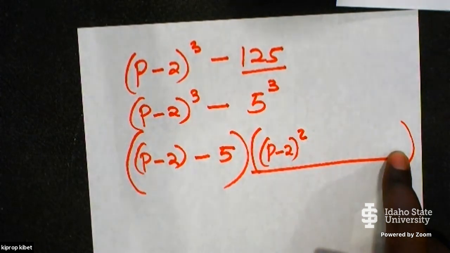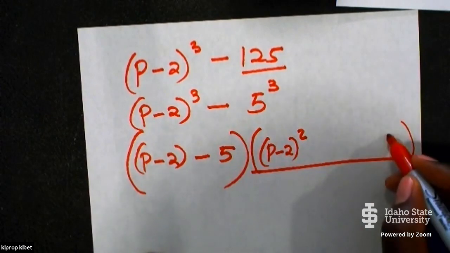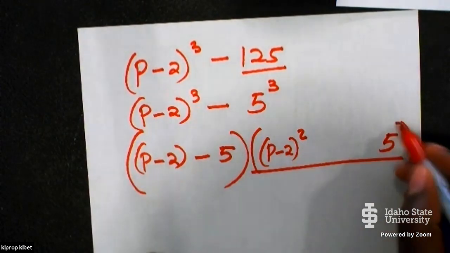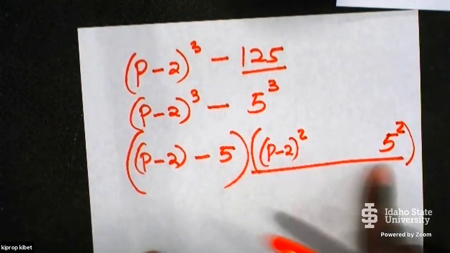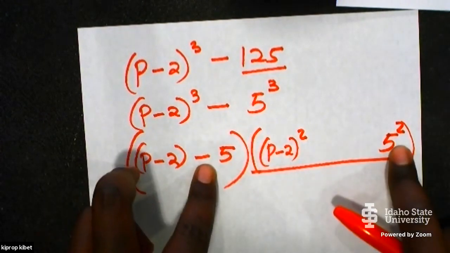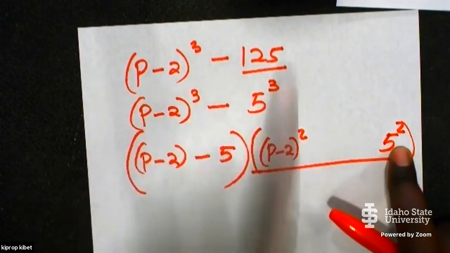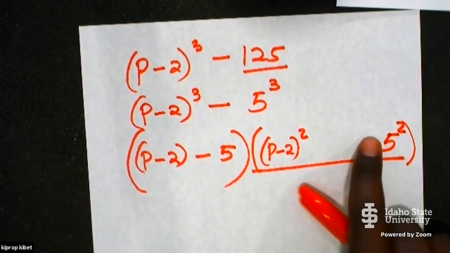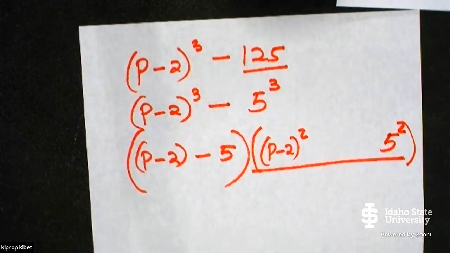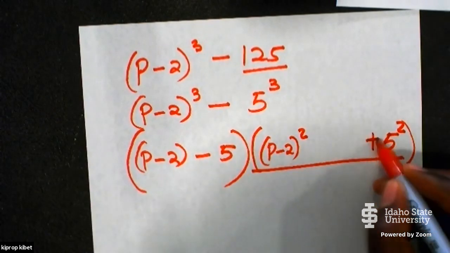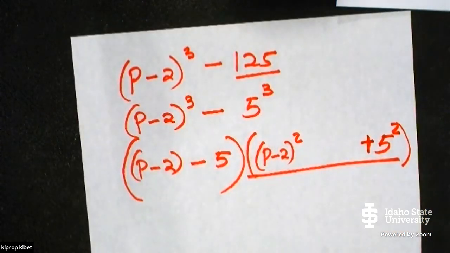5 what? 5 square, right? So the last one there should be 5 square, so that when you multiply this last 5 and this one, what do you get? 5 raised to what? 3. So what will be our sign here? So our sign will be what? The plus.